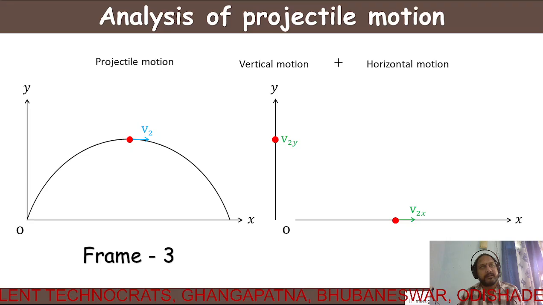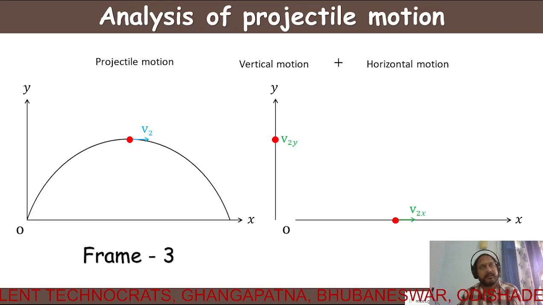I have shown here, you can see, the basic reason is to tell you that projectile motion is a combination of two motions. One is horizontal motion with constant velocity, and the other is vertical motion with constant acceleration. Did you get my point? Remember this.